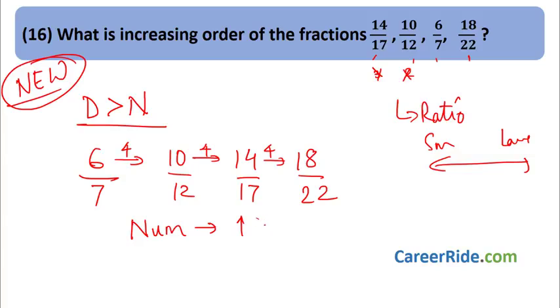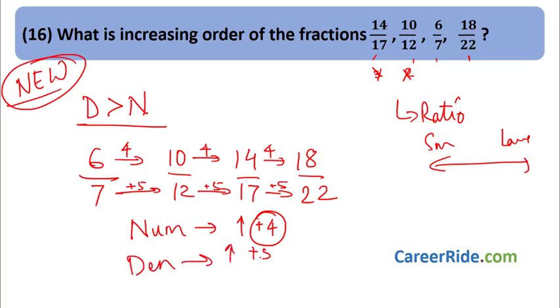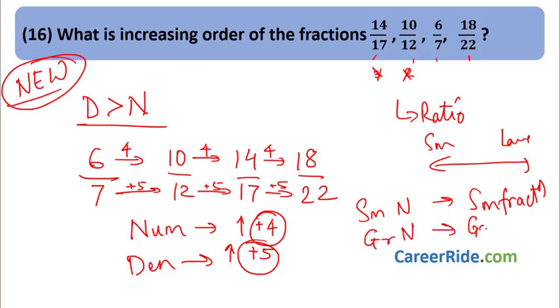A fixed value, that is 4 over here. So if the numerator is increasing by a fixed value, let us check if the denominator is also increasing or not. 7 plus 5 is 12, 12 plus 5 is 17, 17 plus 5 is 22. So the denominator is also increasing by a fixed value. Now if the numerator is increasing by some definite fixed value and the denominator is also increasing by a definite fixed value, then the smaller the numerator, the smaller the fraction. The greater the numerator, the greater the fraction.